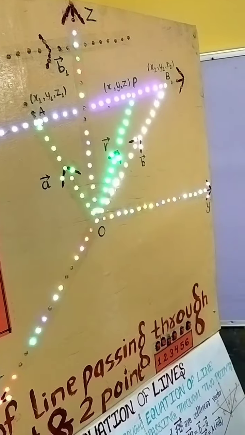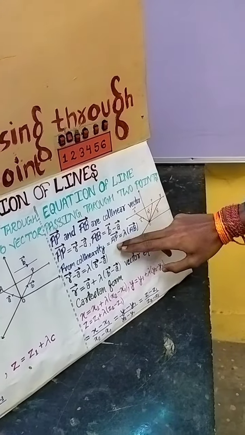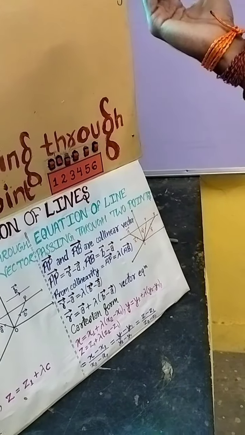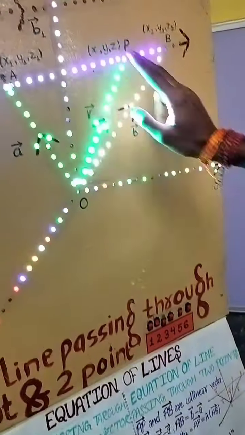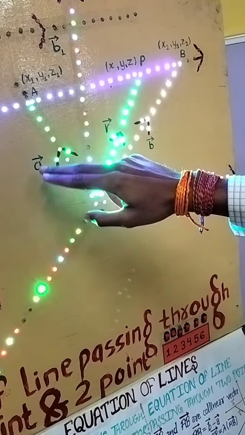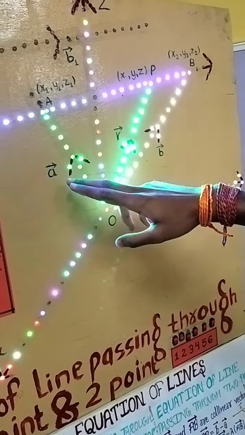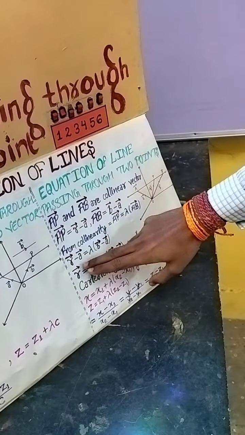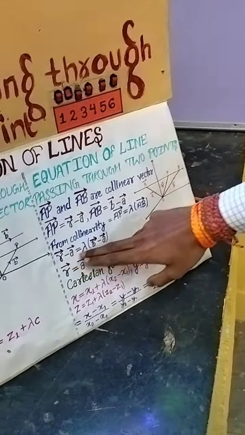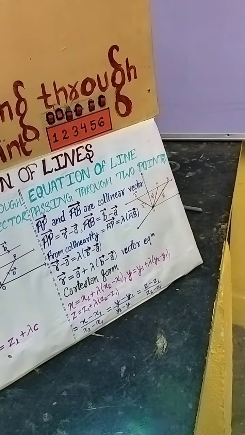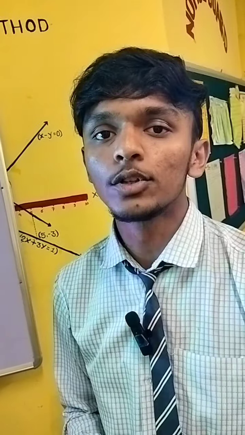And from collinearity, it can be written as vector AP equal to lambda into vector AB. So now we get that the position vector of AP equals vector R minus vector A, and the position vector of AB equals vector B minus vector A. So now we have vector R minus vector A equal to lambda into vector B minus vector A, and it can be further written as vector R equal to vector A plus lambda into vector B minus vector A. This is the vector equation of a line passing through 2 points.